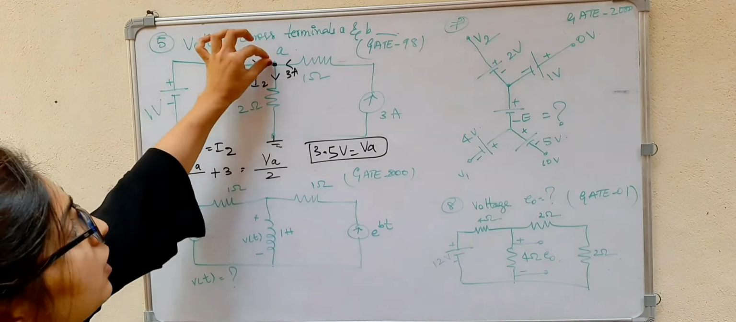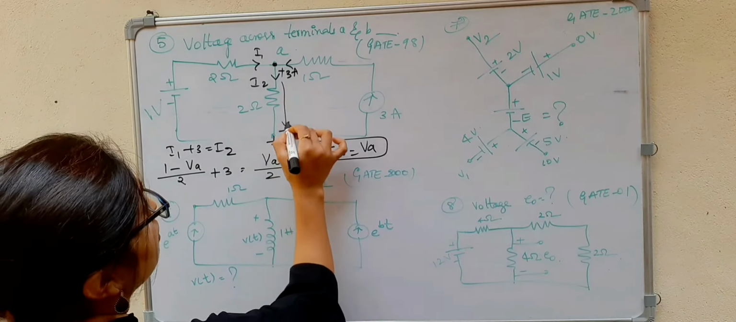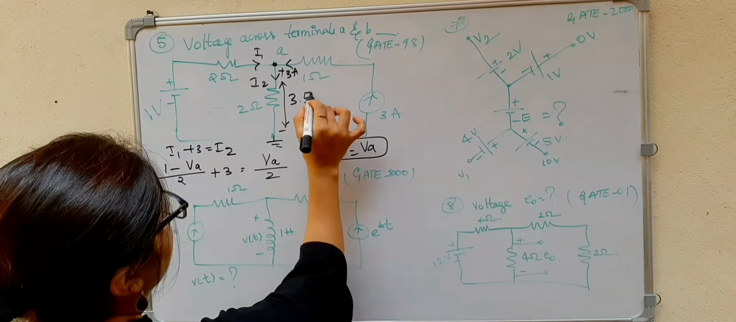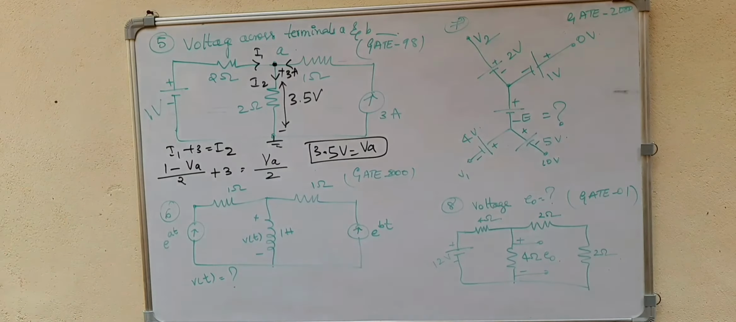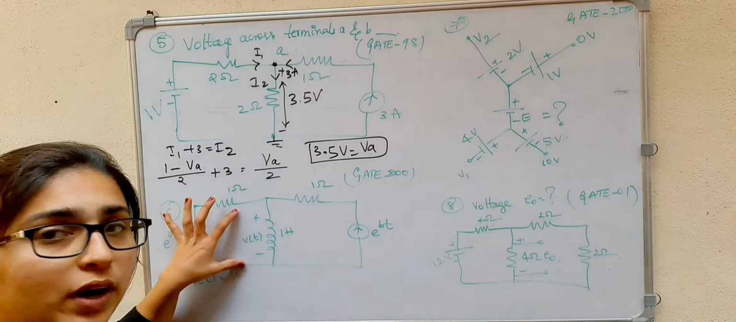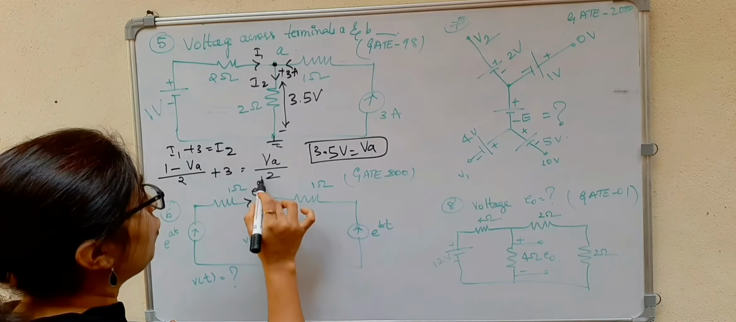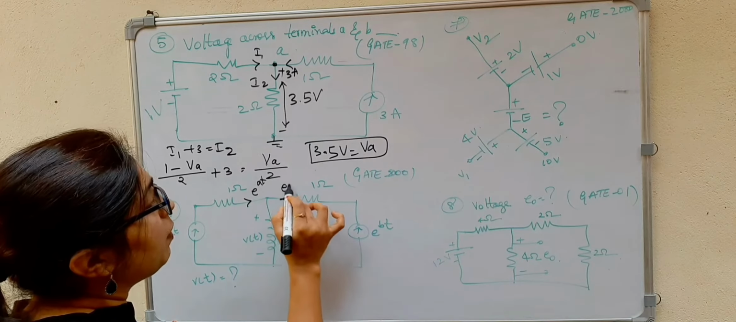That will be the voltage here. The voltage across this will be 3.5 volts. Okay. So next we have to find the voltage that is across the inductor 1 Henry. Here you can see the incoming current. Here it is e to the power of AT. Here it is e to the power BT.